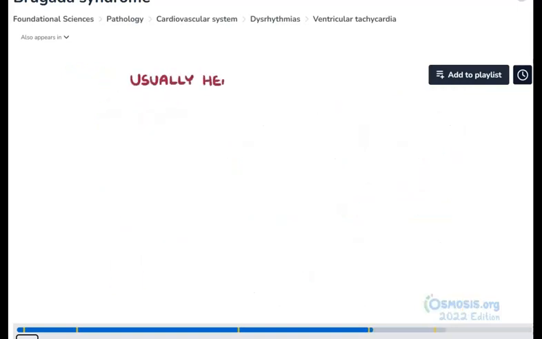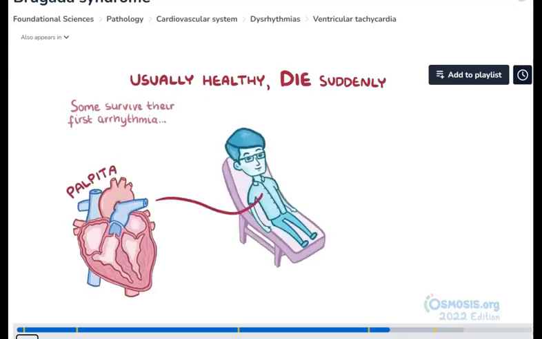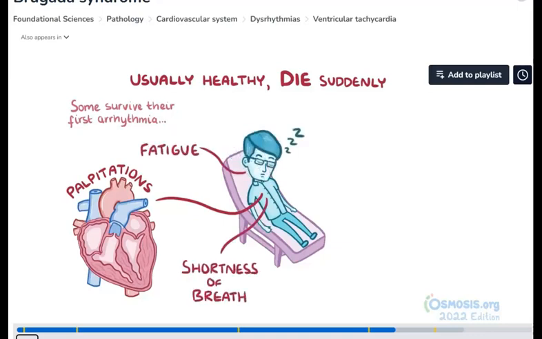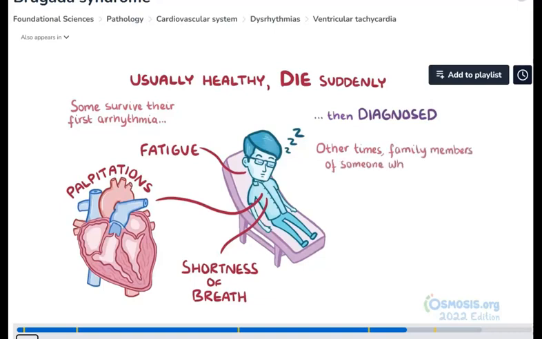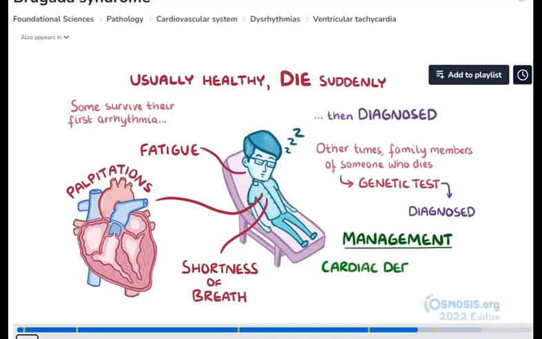Individuals with Brugada syndrome are usually healthy and then die suddenly. In some cases, individuals survive their first episode of an arrhythmia, which might cause palpitations, shortness of breath, and fatigue, and then they're diagnosed. Other times, family members of somebody that dies get diagnosed with a genetic test. Individuals with Brugada syndrome can have a cardiac defibrillator implanted, so that it can take over in case they develop a ventricular fibrillation.